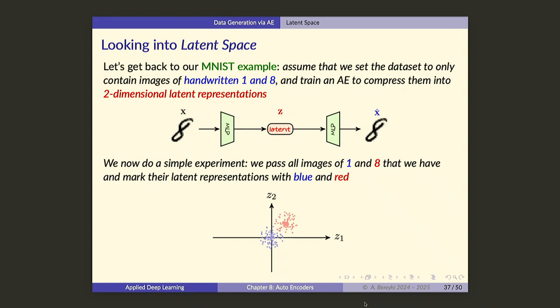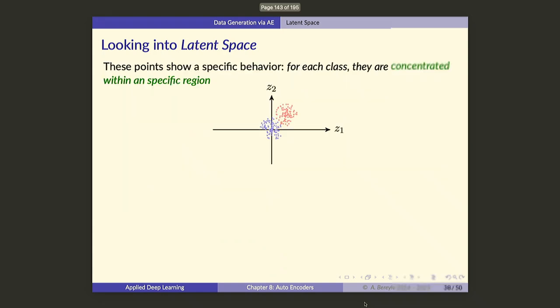So I assume when I'm sending handwritten 1s, I'm going to get these points. These are the points, the latent representation of different handwritten 1s. And these points are the latent representation of different 8s. Okay? Everybody's clear about this diagram? Because that is important.